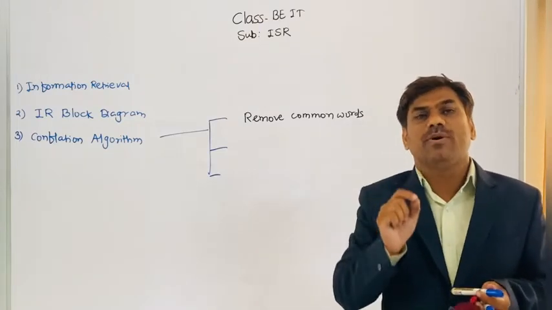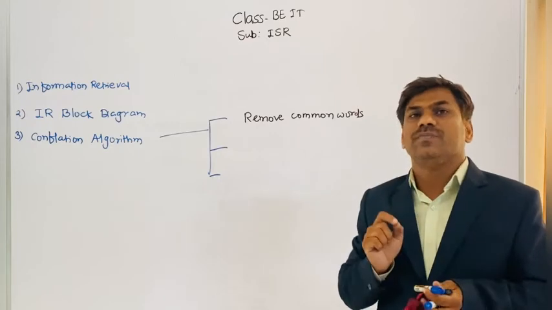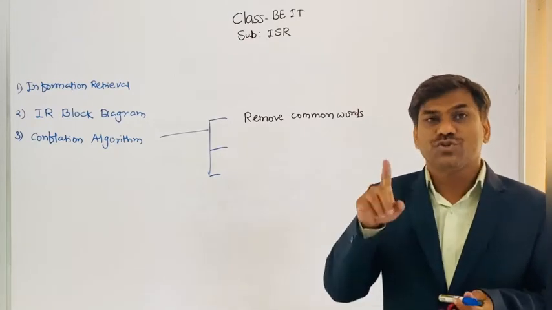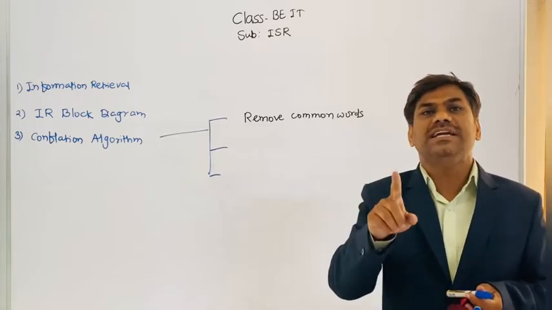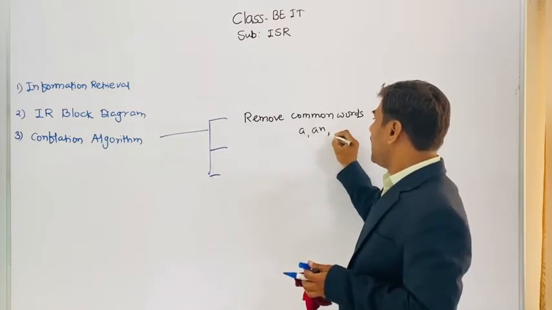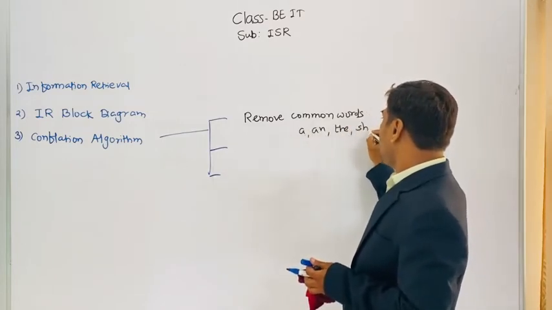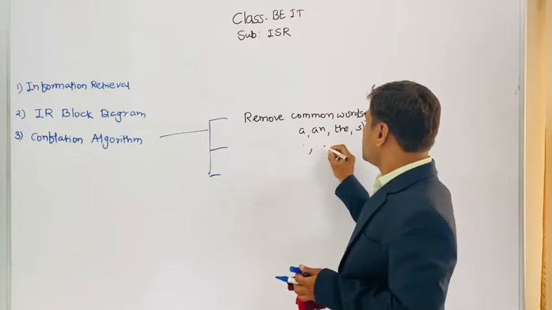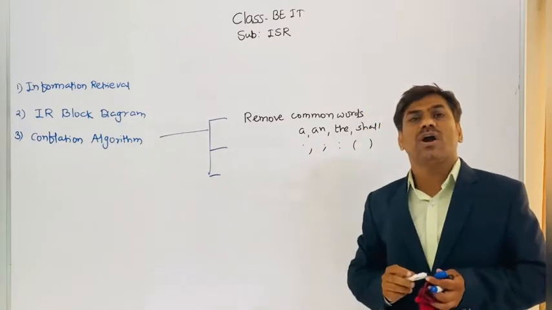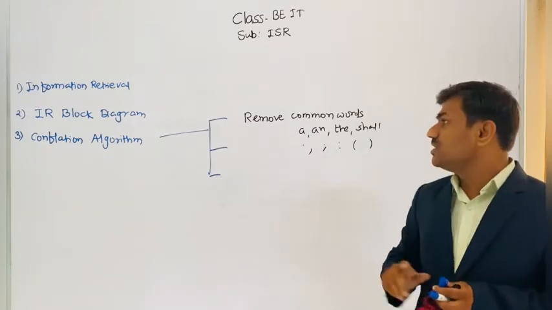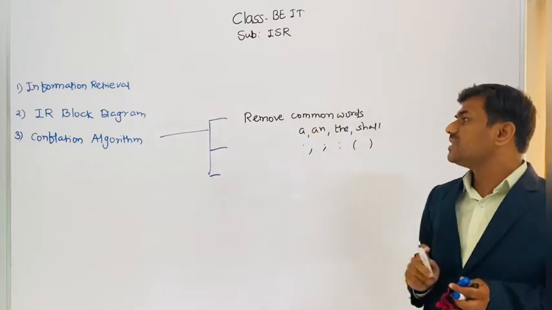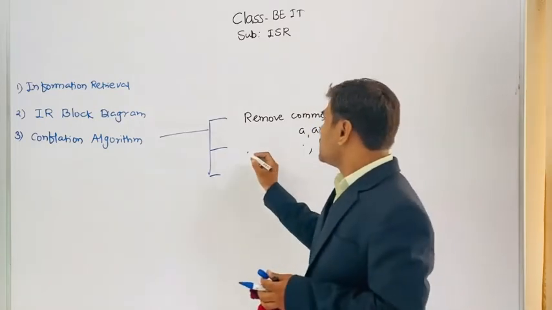These words are not playing any important role in searching. So we have to omit or delete these common words. Common words are a, and, the, shall, likewise full stop, semicolon, colon, parenthesis. These are not playing any important role in searching, so we are removing them. This is the first step in the conflation algorithm. Second step is suffix stripping.